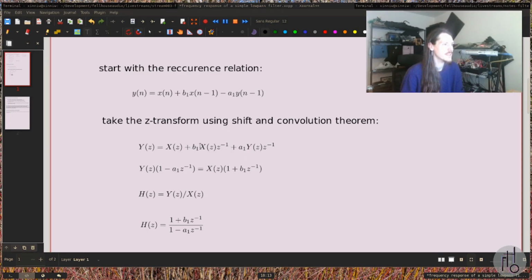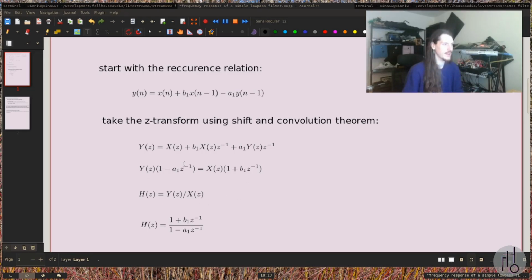And this relationship holds up with Y, and it holds up with bigger delays. If we had x[n-2], we'd end up with X of Z times Z to the negative 2. So the Z transform of a recurrence relation or a difference equation, those are both words you're going to hear to describe this thing. In order to get the transfer function, we take the term that describes Y and we put it over the term that describes X.